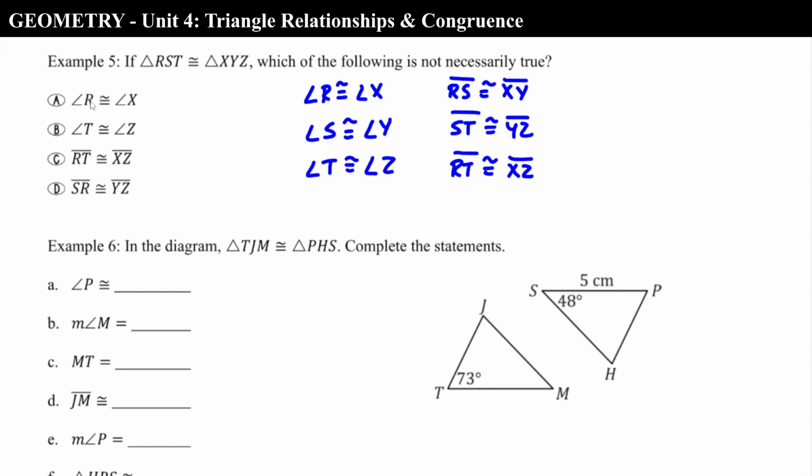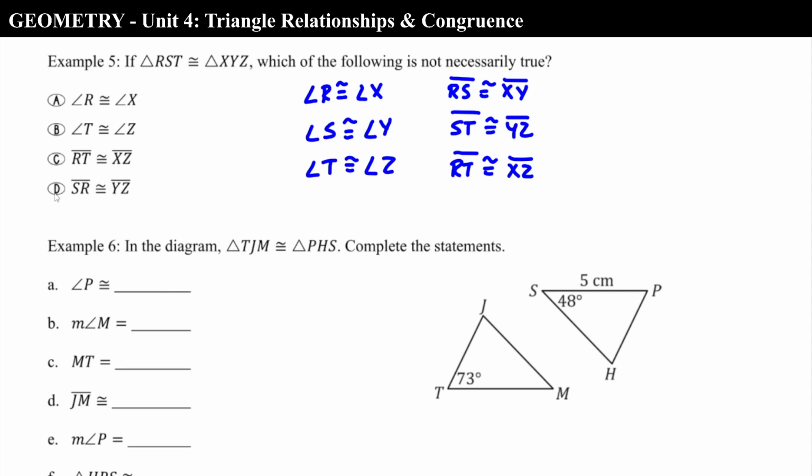So angle R is congruent to angle X. Well, we wrote that one down, so that one is most definitely true. Angle T is congruent to Z. That's written down here, so that is true. RT, which is here, is congruent to XZ. We wrote that one down, so that is true. SR, which is here, and YZ. Different congruent statements, so this one is not necessarily true.